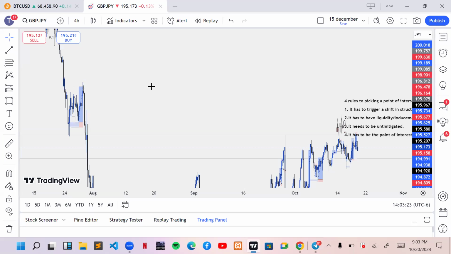Structure shift is when market deviates from the original trend and forms a new one. Break of structure is when market breaks a key level in the market. Once you understand support and resistance, you've understood break of structure. Once market breaks a resistance zone, that's a break of structure. If market breaks a support zone, that's a break of structure. Do you understand?